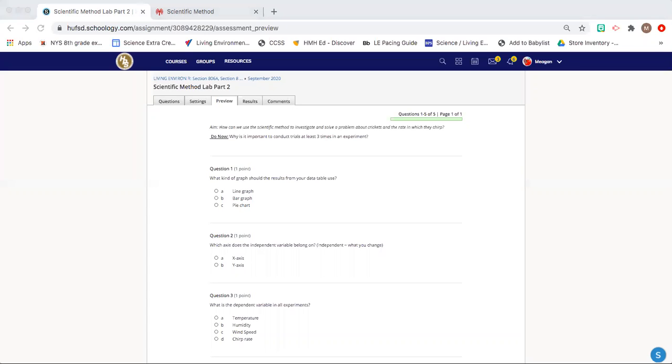So, if we take a look at our data, this is what we have. This is the findings that we found. So, just move this stuff out of the way. Okay, so what we have here is the effect of air temperature on cricket chirp rates. So as the air temperature increases and goes up, the chirp rate also increases.